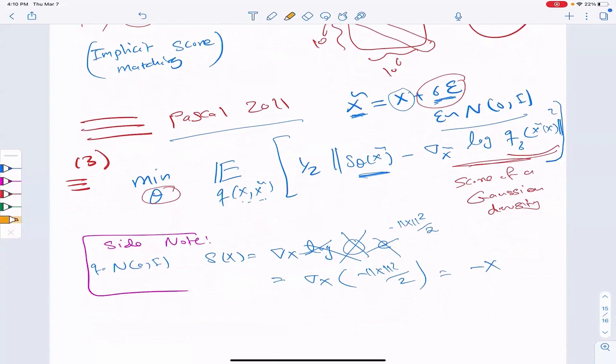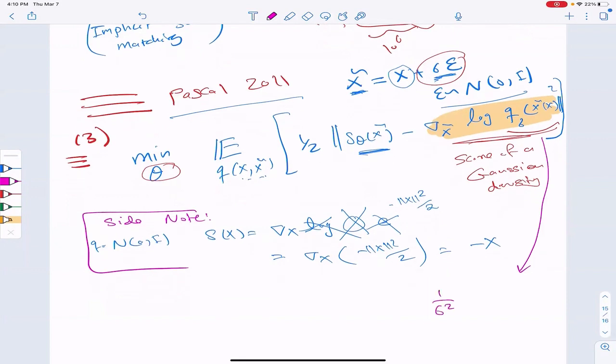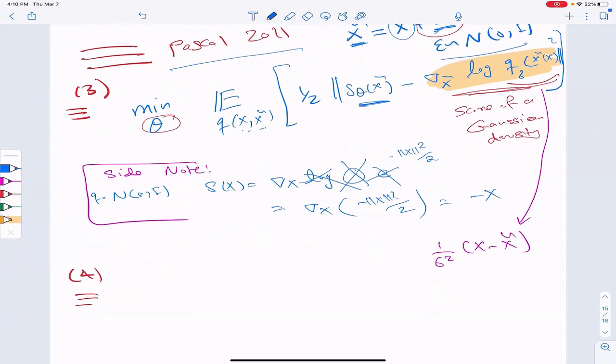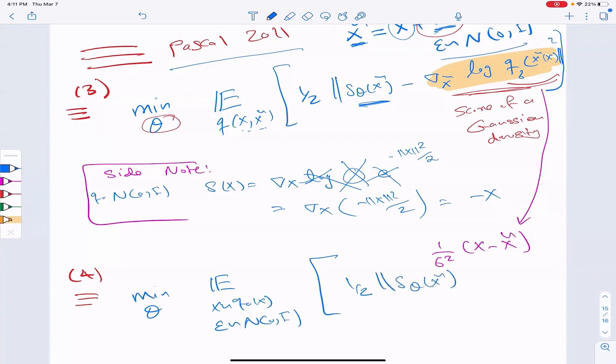So this whole thing, therefore, is just a linear function, which is 1 over sigma squared of x minus x tilde. Linear function between x and x tilde. So therefore, optimization 3 is equivalent to optimization 4, the following optimization, where you minimize over theta, over your samples in your training set, some noise sampled from a normal distribution, 1 over 2 of s theta of x tilde minus 1 over sigma squared x minus x tilde.